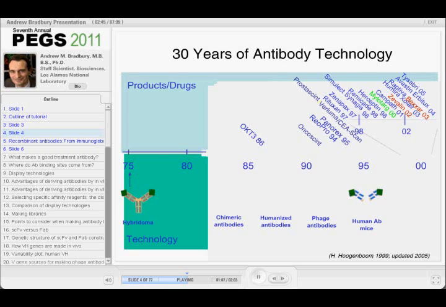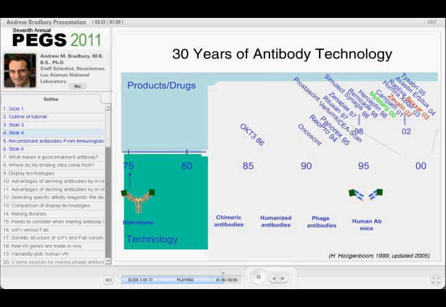At the beginning of 1990, Greg Winter and Jim Marks, who's going to be talking next, were responsible for inventing phage antibodies. And this was the first time you could really get human antibodies relatively easily. In 95, 96, mice where all the mouse genes had been knocked out and replaced with human genes were able to produce human antibodies in response to anything, just by immunization. And then, since then, there have been no major technologies except yeast display, which was introduced around 2000.